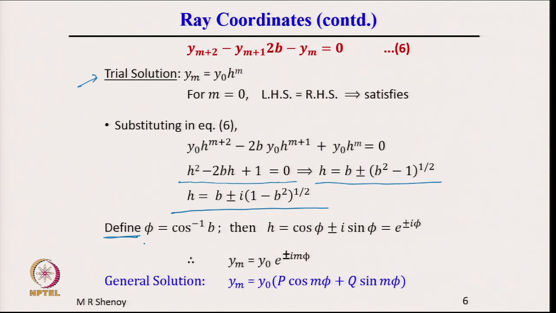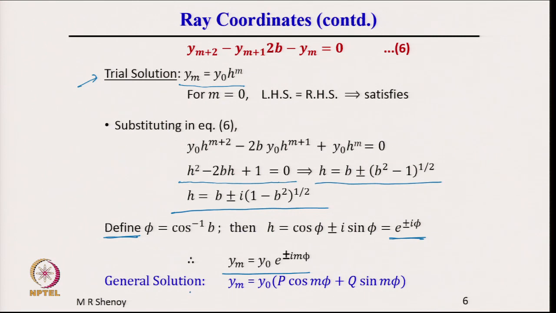Immediately this will come in the form of e to the power i phi. So, that is why we define phi is equal to cos inverse b. Then h is equal to cos phi plus minus i times sin phi, or e to the power plus minus i phi. This is h, and therefore y_m is equal to y_0 into e to the power plus minus i m phi. So, that is a harmonic solution.